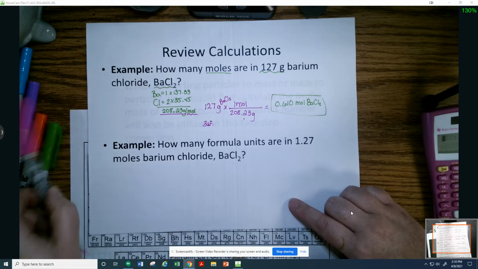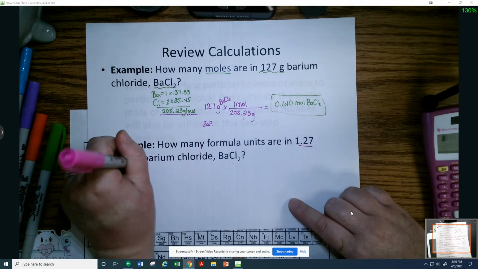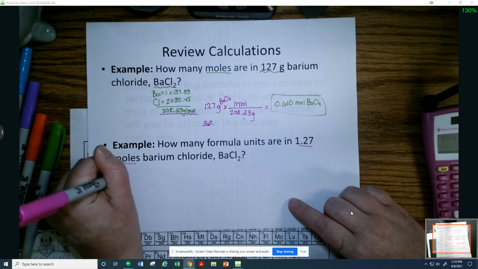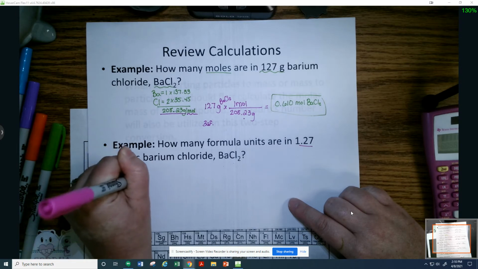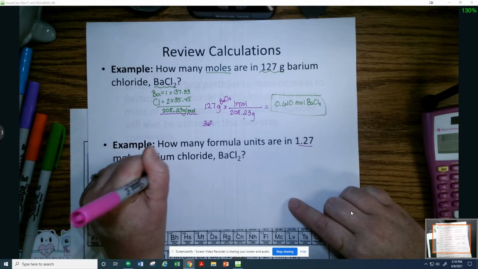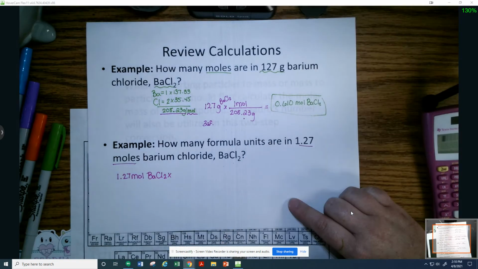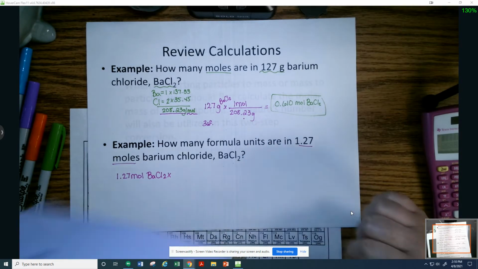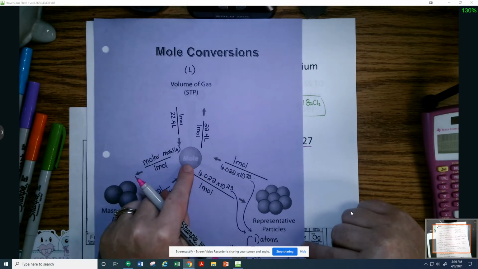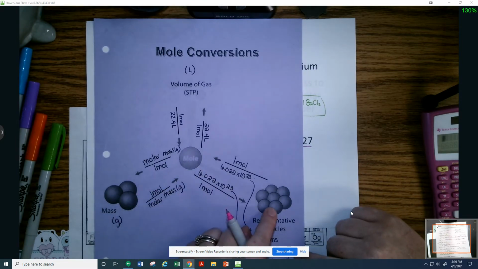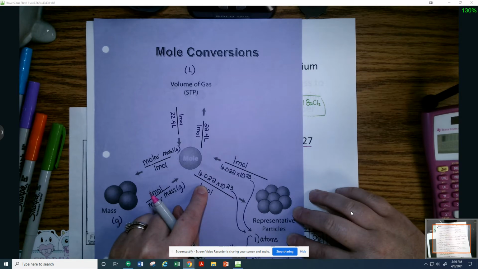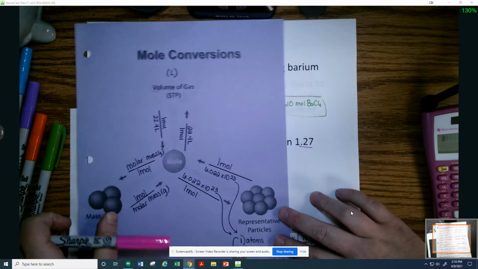So we start with our given, 1.27 moles of this BaCl2. We need to have a plan on how we are going to get to this destination. Our destination being formula units. Our given is moles. We're going to a representative particle. That means we need to use Avogadro's constant to get there.